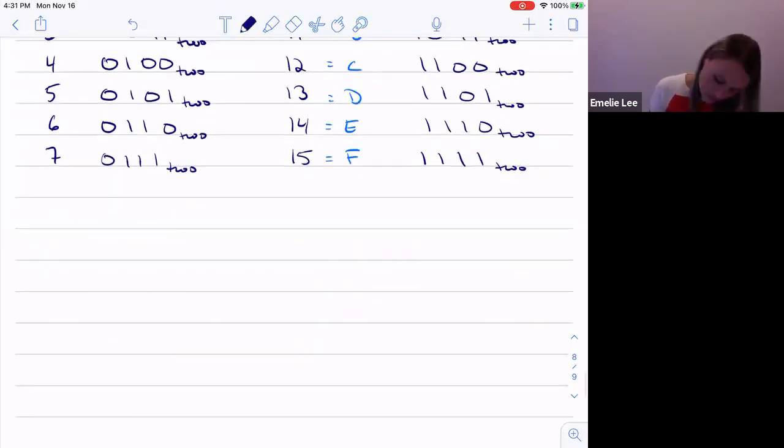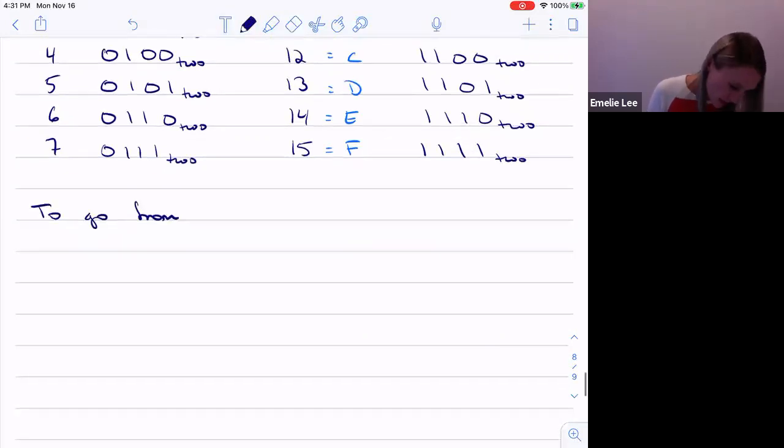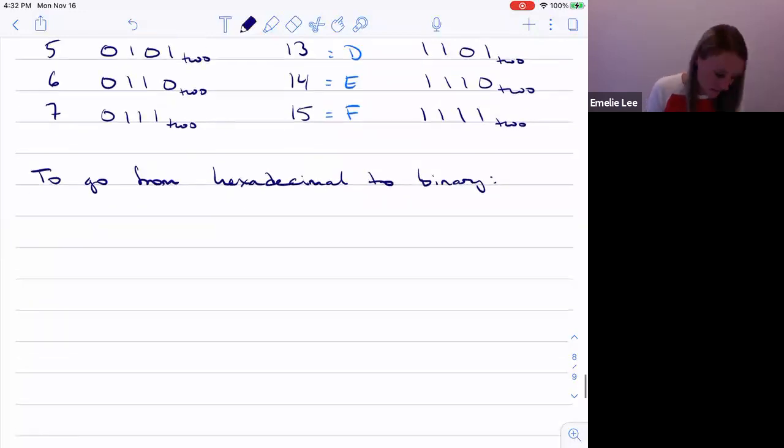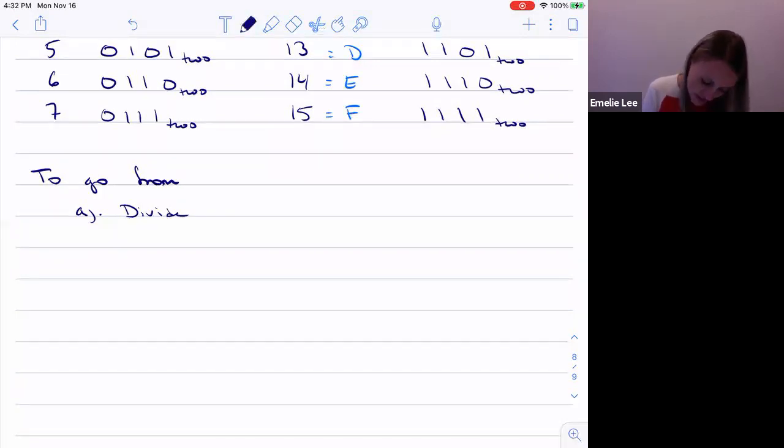So to go from hexadecimal to binary, okay, the first thing you have to do is you have to divide the binary digits, oh yeah, from hexadecimal to binary. Hey, this is going from binary to hexadecimal. What the heck? That's what I want to say.